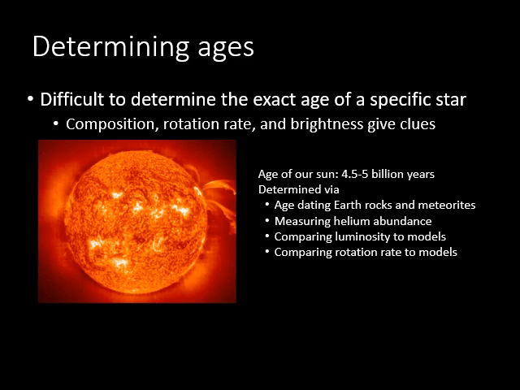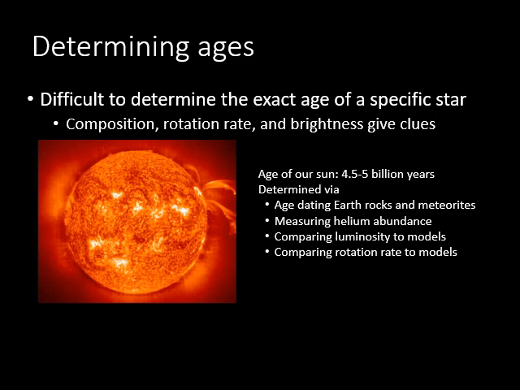We can also take a look at the luminosity or the brightness of the sun and compare that to models. We know that stars will change their brightness slightly as they age, so we can compare the sun's size and brightness to our models and see kind of where we think it is throughout its life cycle.